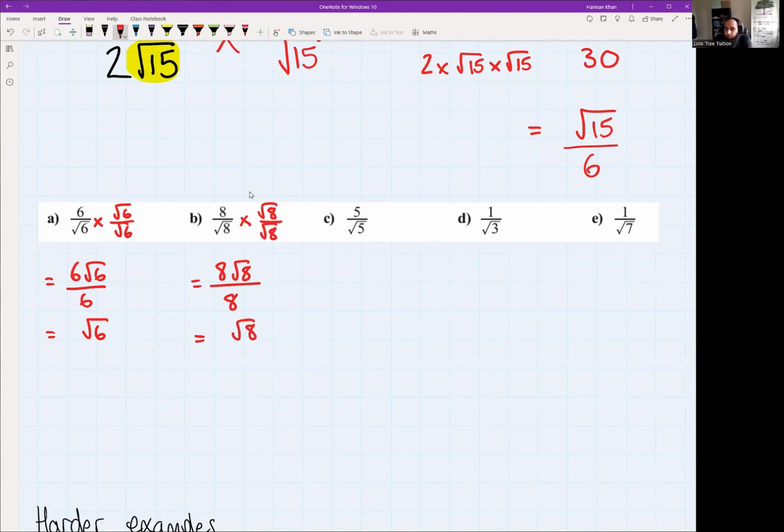Okay, here again, we're going to do times root 5 over root 5. So we get 5 root 5 over 5. Again, the 5s cancel out. So you end up with root 5.